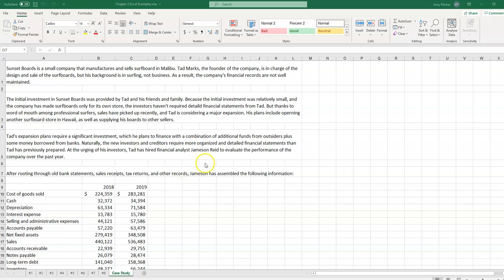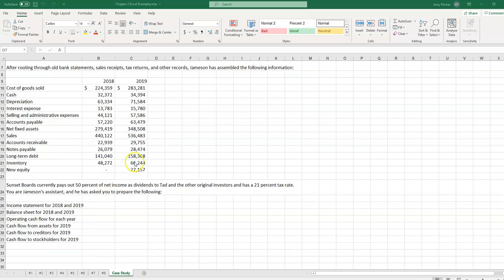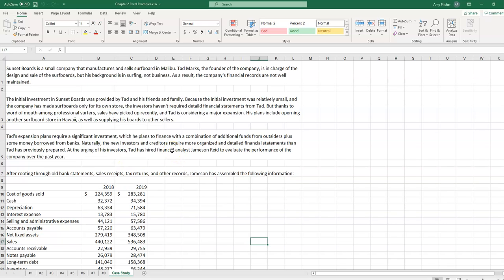In this example, we're going to put all of the items from Chapter 2 together. So we have a case study about a company that manufactures and sells surfboards. The owner of the company is in charge of the design and sale.